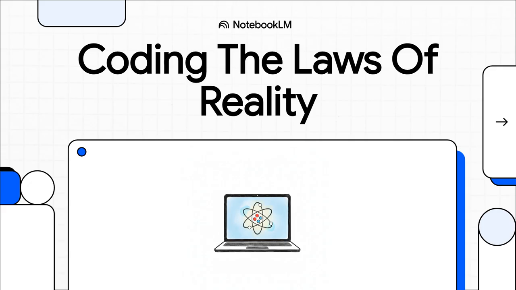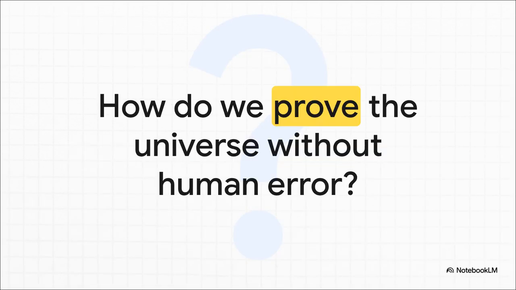We're looking at a project that doesn't just guess at the laws of physics. It forces them to literally prove themselves through unyielding lines of software code. It's a fundamental shift in how we understand existence. So, how do we prove the universe mathematically without human error?